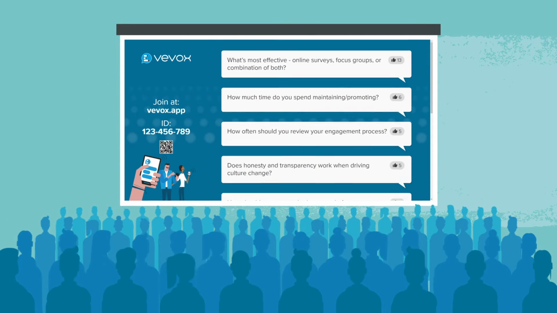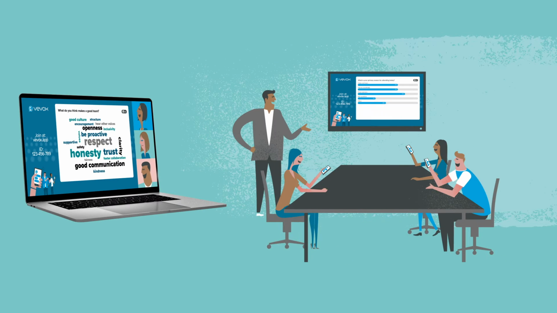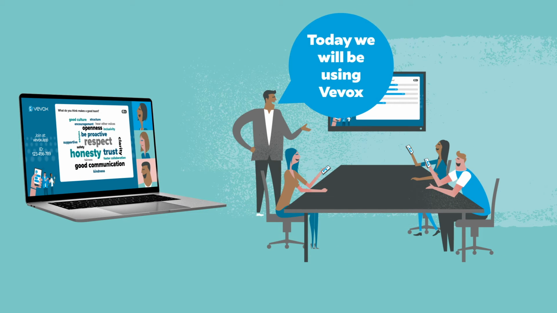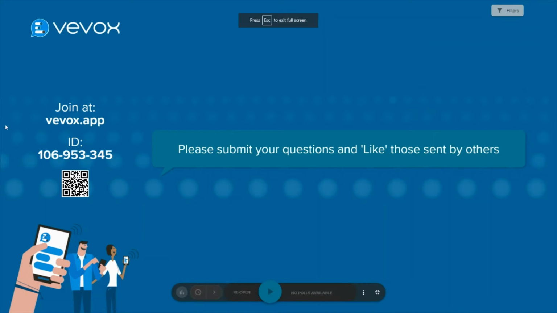As you kick off your meeting, it's time to introduce Vevox to your audience so people know how to join and post questions. Verbally communicating this to your audience is key. Whether you're having a virtual meeting or in person, the facilitator needs to verbally introduce Vevox for maximum participation. And we always recommend using the Vevox present view to do so.